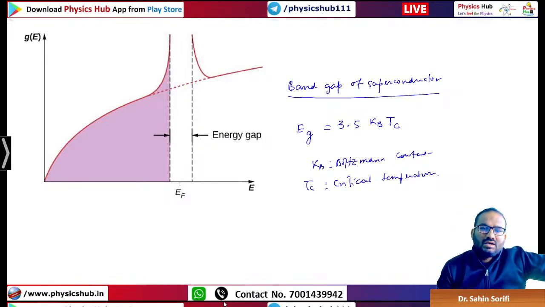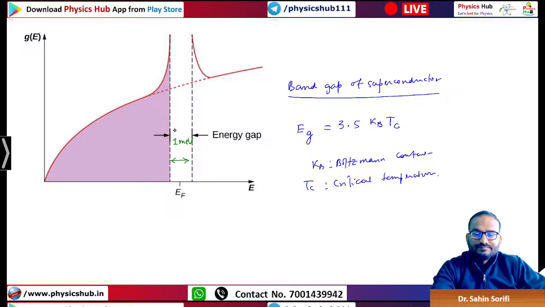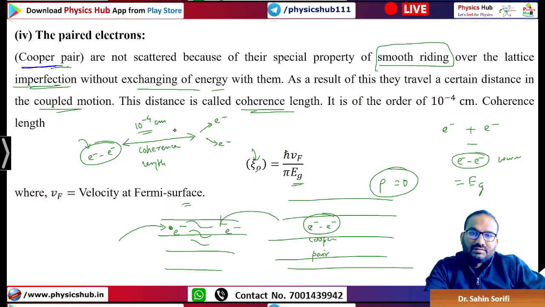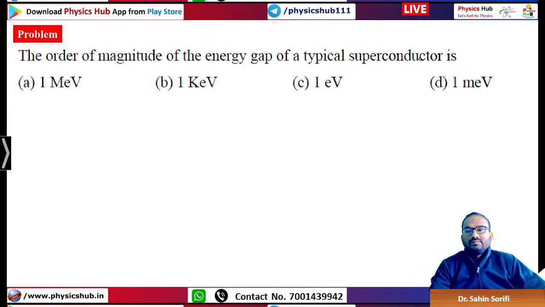So what is the order of this energy gap? It is approximately 1 millielectron volt. In a semiconductor like silicon you have seen it is around 1 electron volt, right? Here it is 1 millielectron volt. The order of magnitude of the energy gap of a typical superconductor is 1 millielectron volt.